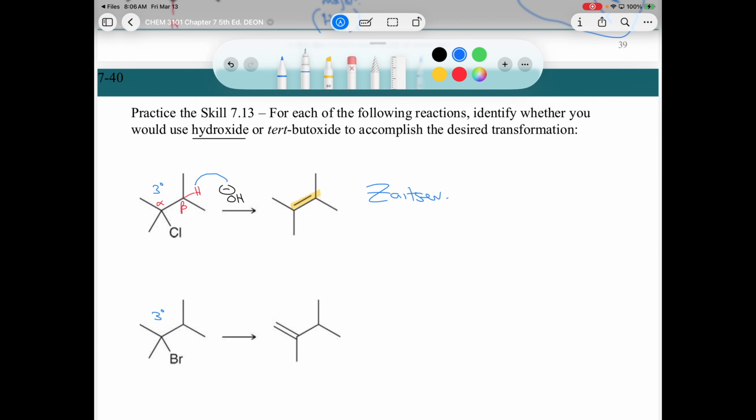My base is going to pick up the proton. I'm going to form the double bond, and I'm going to lose my leaving group like this. Now, for the next case, it must be the tert-butoxide. This one must be the tert-butoxide.